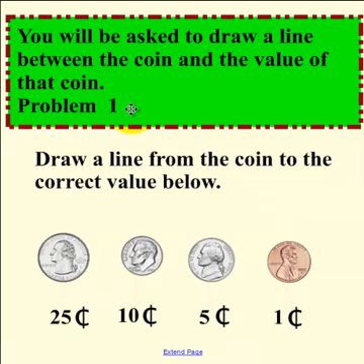Problem 1. Please do not pick up a pen until you're asked to do so. What you're going to do here, you'll be asked to draw a line from the coin to the correct value below. We have a quarter, dime, nickel, and a penny. Please pick up a pen and draw a line from the coin to the value of it. Please do that now. Okay, here's what we have. A quarter is equal to 25 cents, a dime is 10 cents, a nickel is 5 cents, and a penny, of course, is equal to 1 cent.